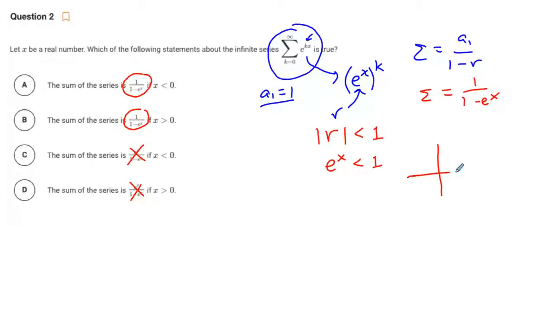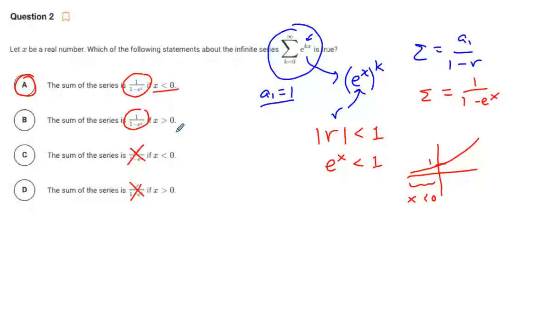Remember our graph of e to the x. There's my 1 right here. E to the negative numbers, that's where I get my less than 1 values. And so there it is, x less than 0. And the answer here would be A.